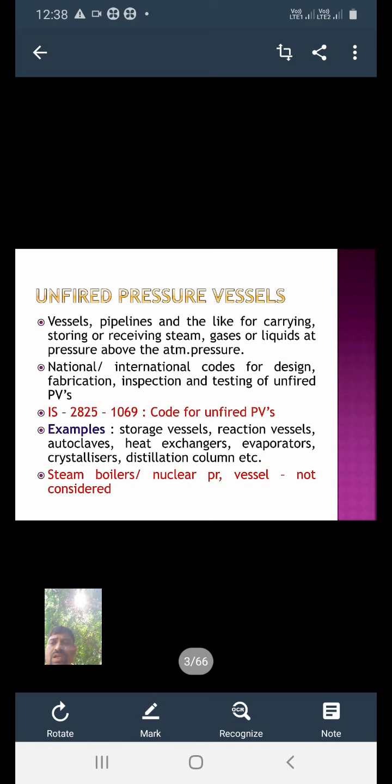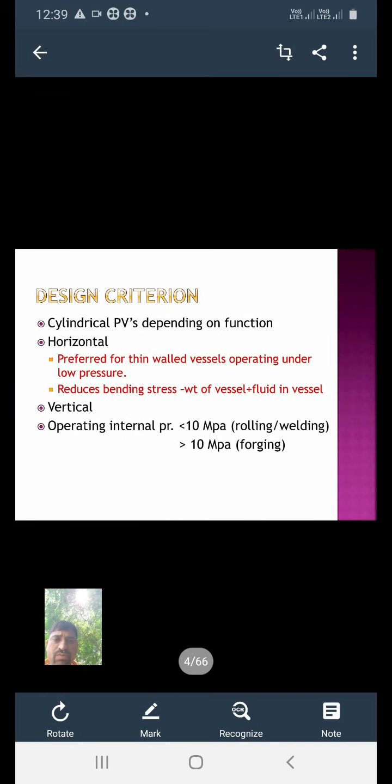The welded joint efficiency is defined as the ratio of strength of the welded joint to the strength of the plate. Remember that. Then next we will go on to the design criterion. What is the design criterion for the unfired pressure vessel?